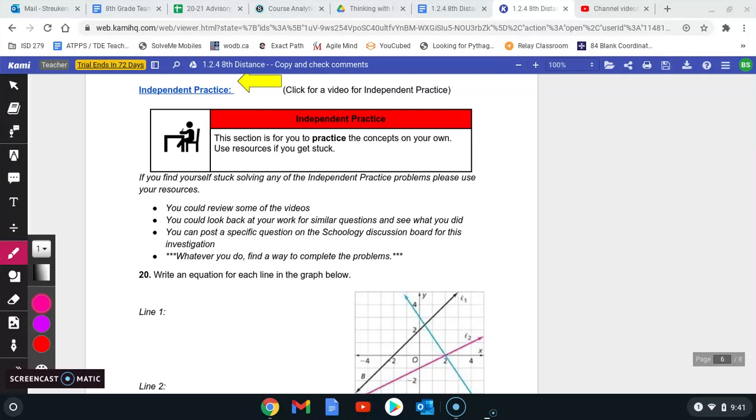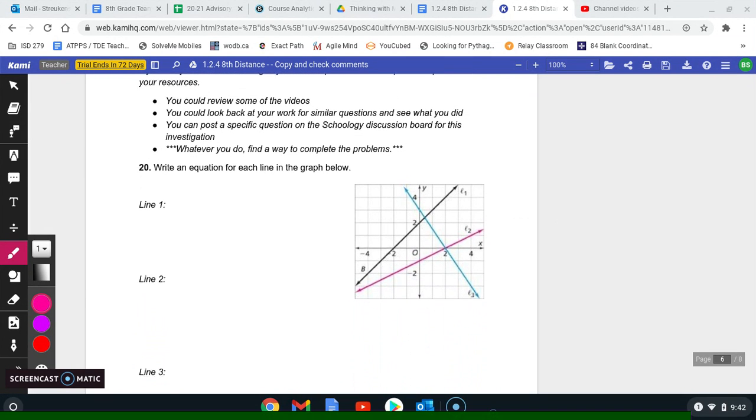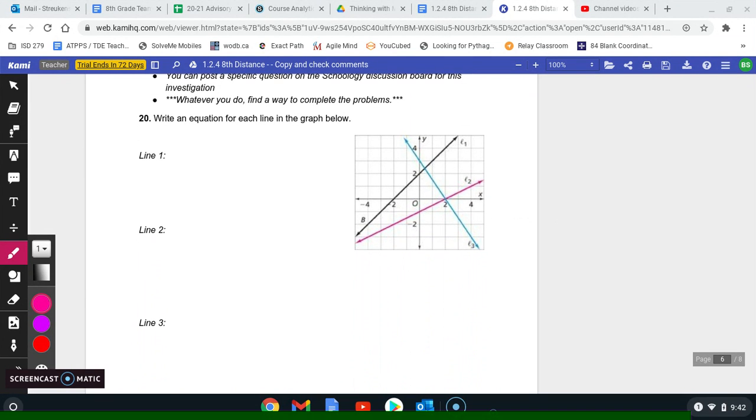Okay, we're on the independent practice section now. Question 20 here. The first question in the independent practice says, write an equation for each line in the graph above or graph below. So we have line A or line 1. Let's see, that's this one right here.